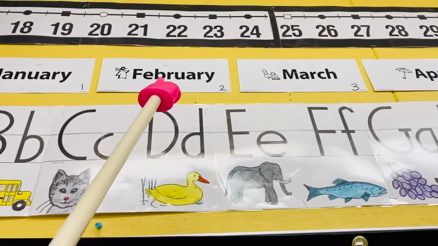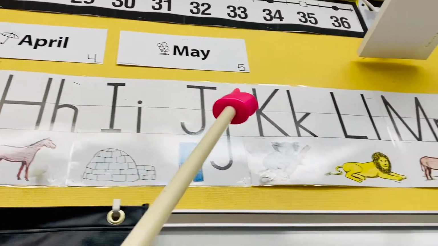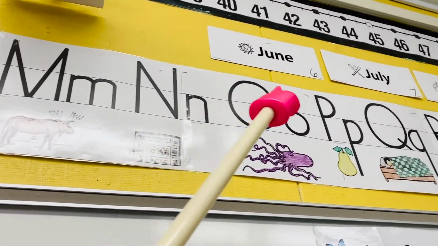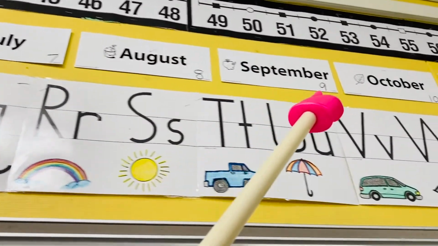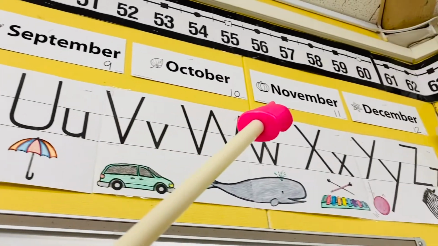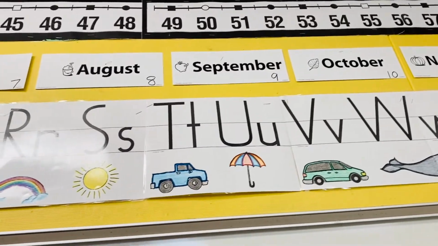Okay, so now we're going to sing the months of the year song. January, February, March, and April, May, June, July, and August, September, October, November, and December. These are the months of our year.